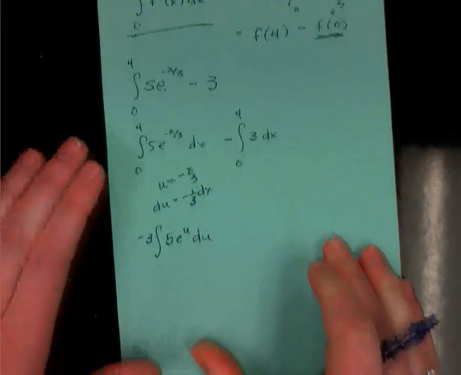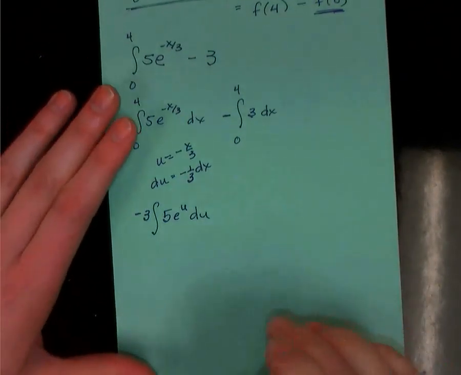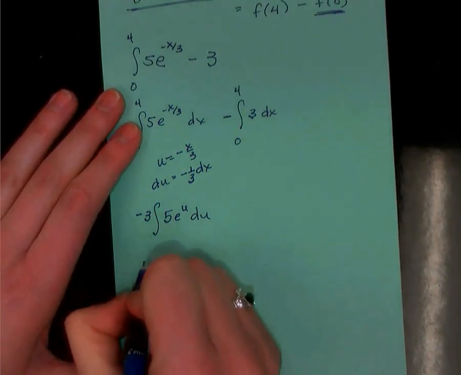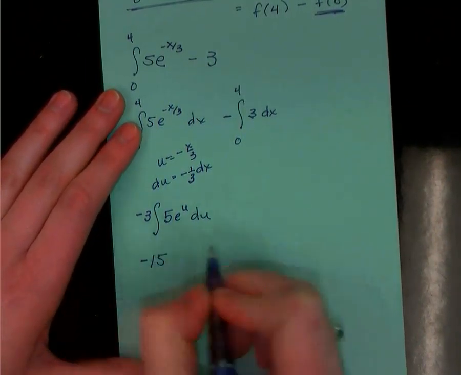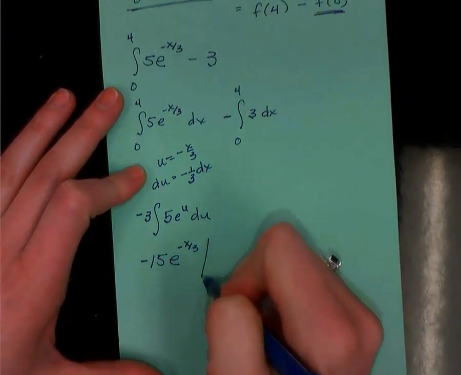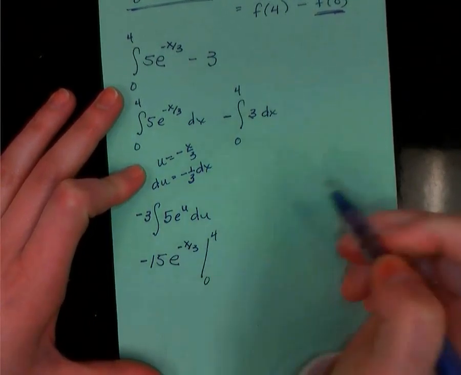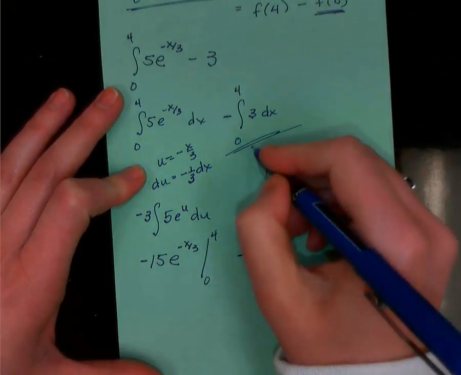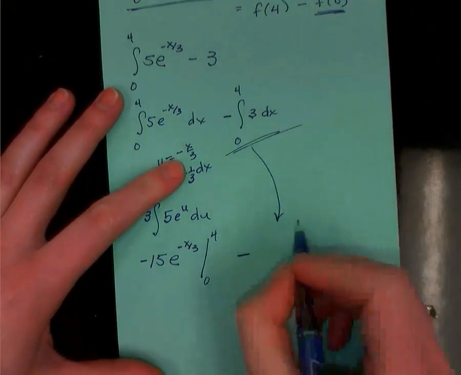Okay? Now, when I integrate this, 5 is a constant, so I can pull that out in front. I get negative 15 e to the u, and my u is negative x over 3, and I'm evaluating that from 0 to 4. Minus, don't forget about the other integral that we split. When I integrate 3, I get 3x, evaluated from 0 to 4.